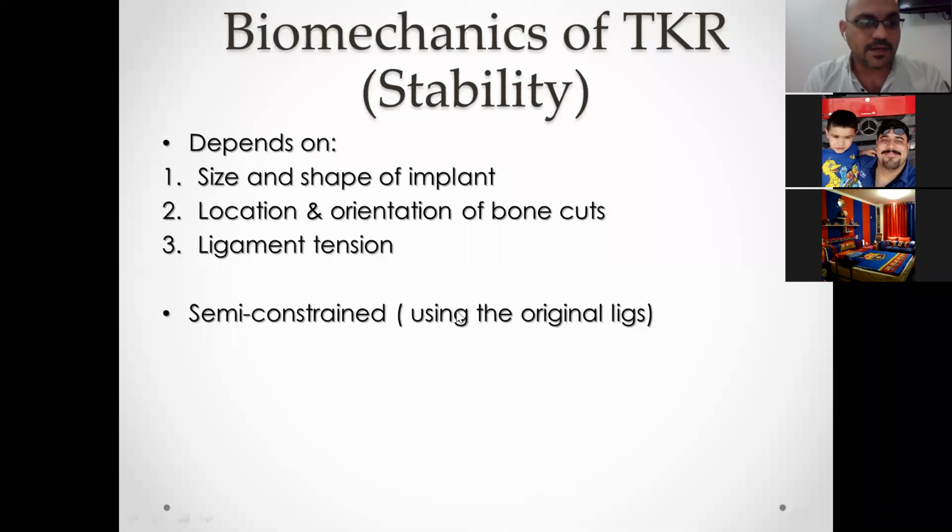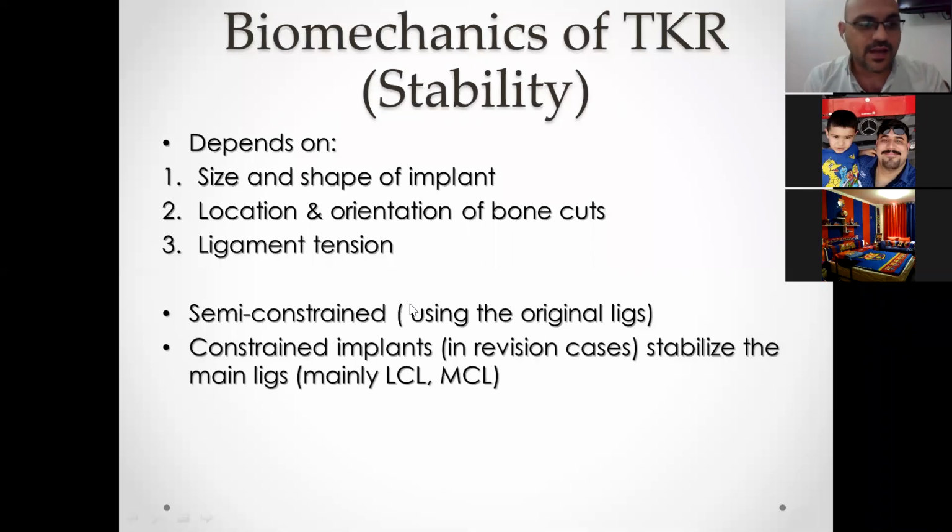These implants are kinematically featured to replace the function of the ligaments. When you have constrained implants, which is in cases of revision, we stabilize these ligaments by the implant, which is to sacrifice the LCL and/or the MCL, both of them or one of them, by the constrained implants.